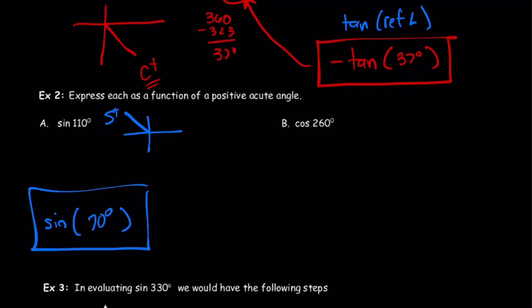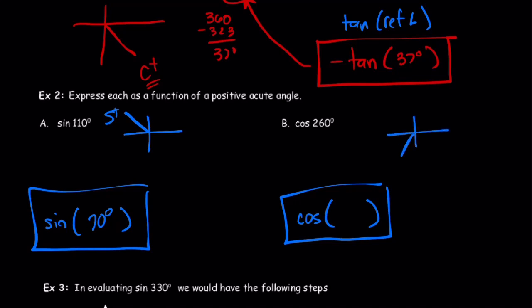We cannot evaluate that without a calculator because 70 degrees is not in one of those special right triangles we talked about up above. Cosine of 260. So first thing I'll do is I'll jot down cosine. Inside the parentheses will be a reference angle, and I might have a negative out in front. Well, let's see where 260 degrees is. 260 is in the third quadrant. ASTC. So tangent's positive, which means sine would be negative and cosine would be negative. So this is going to have a negative in front of it.